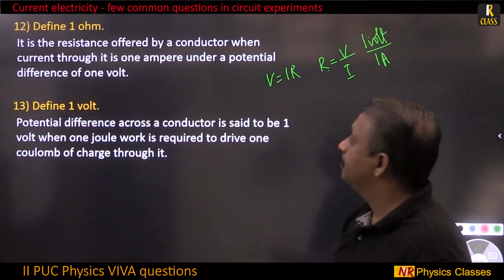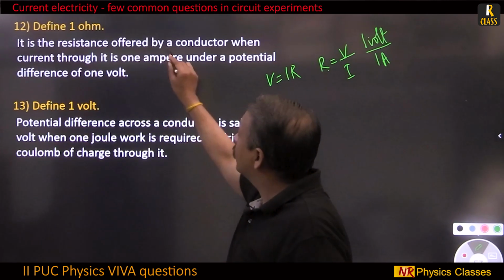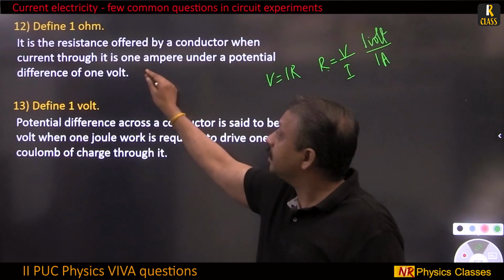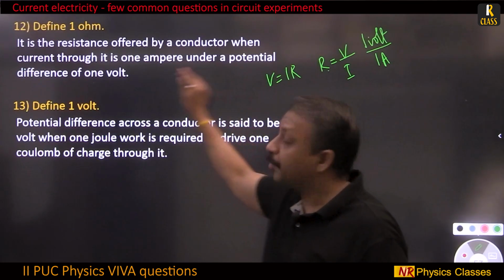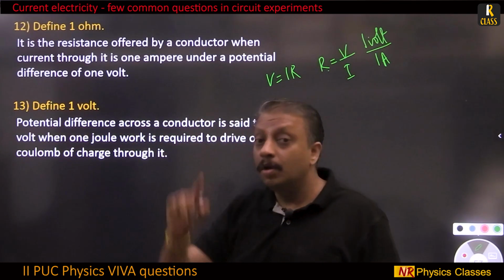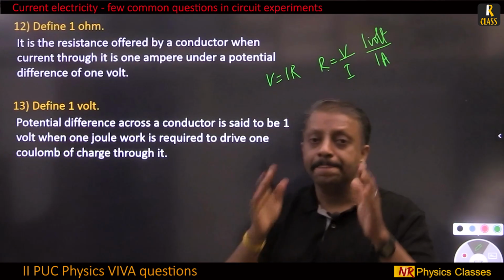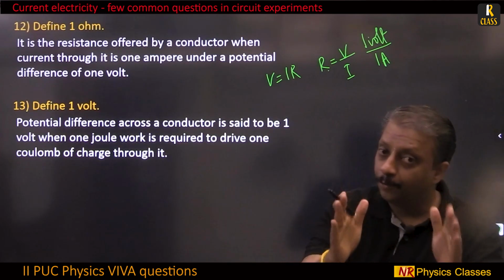Okay, it is the resistance offered by a conductor when current through it is 1 ampere under a potential difference of 1 volt. When 1 volt potential difference is there and 1 ampere current flows, the resistance is said to be 1 ohm.